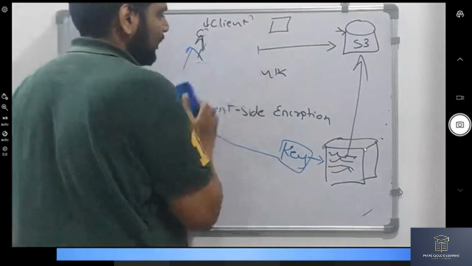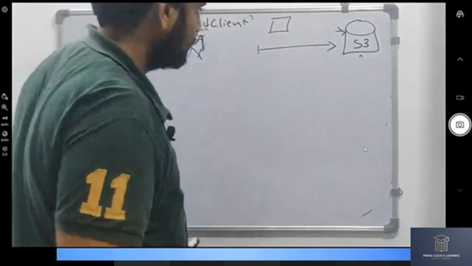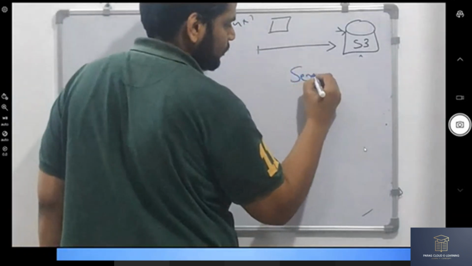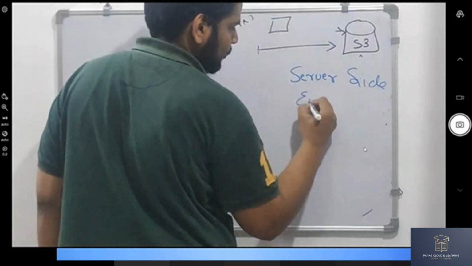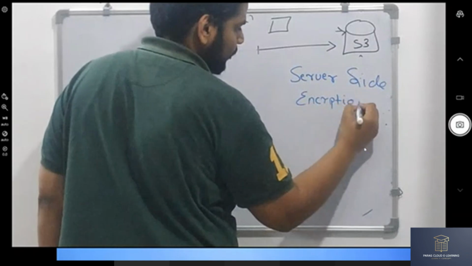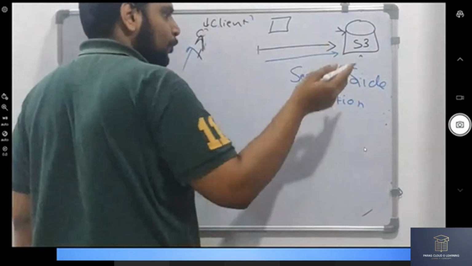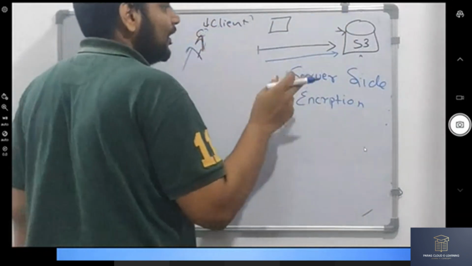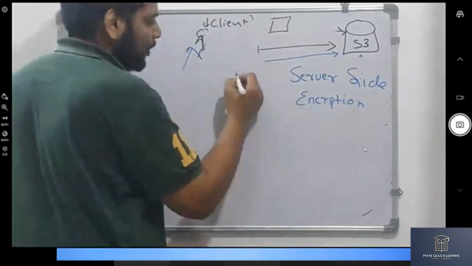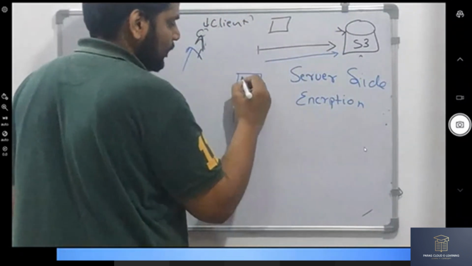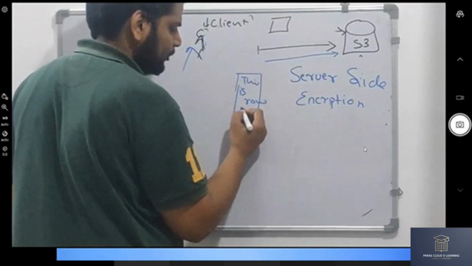Now the second scenario is server side encryption. Basically, you are uploading the data to S3, you are putting the data to S3, and S3 will do encryption for you. You are putting the raw data without encryption. This is my raw file, so anybody can access this file.